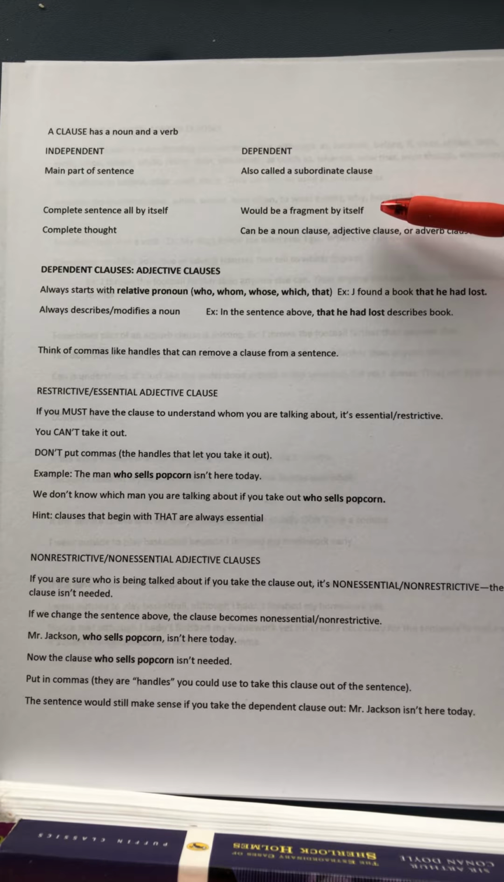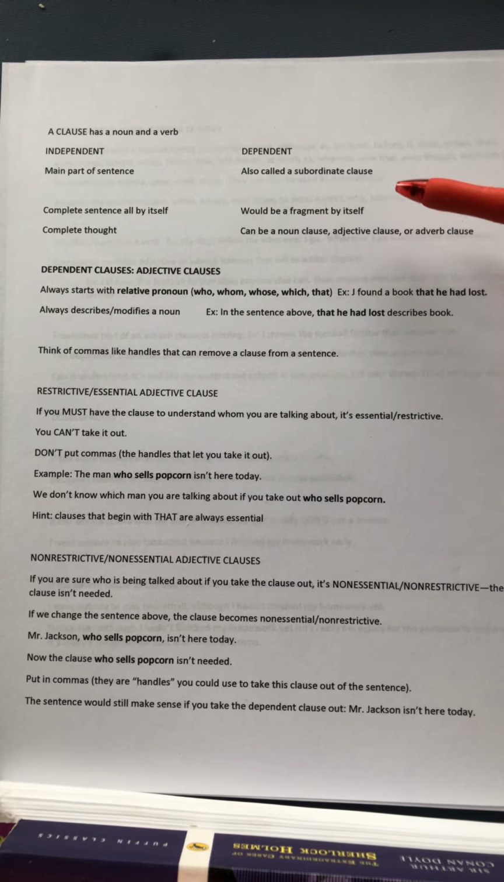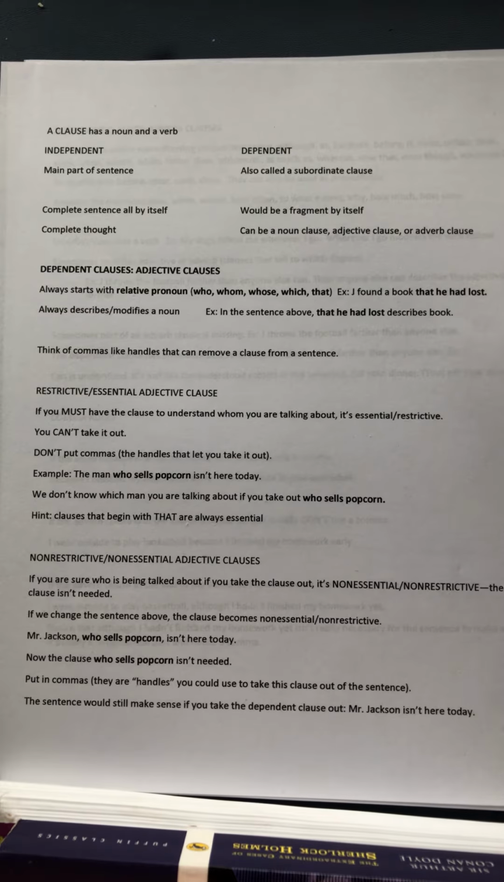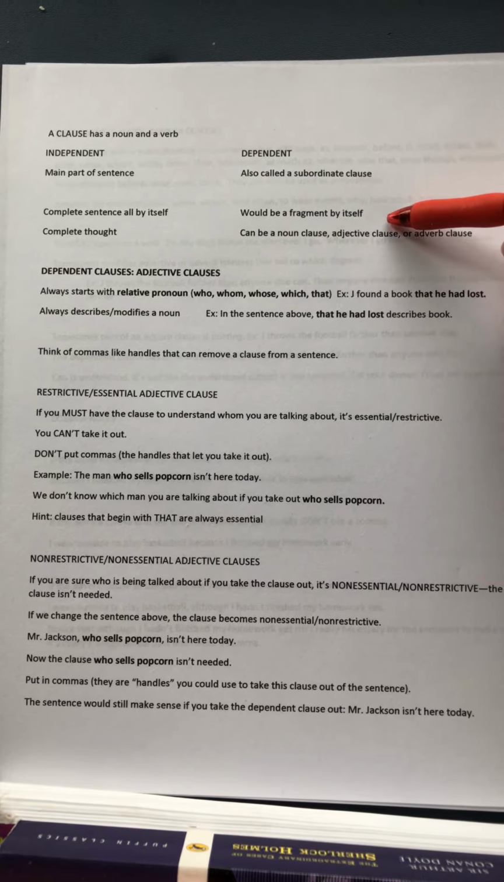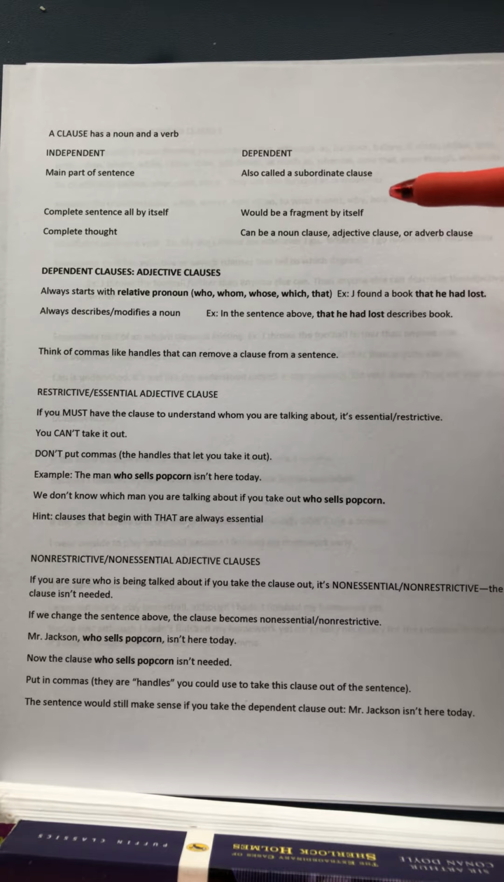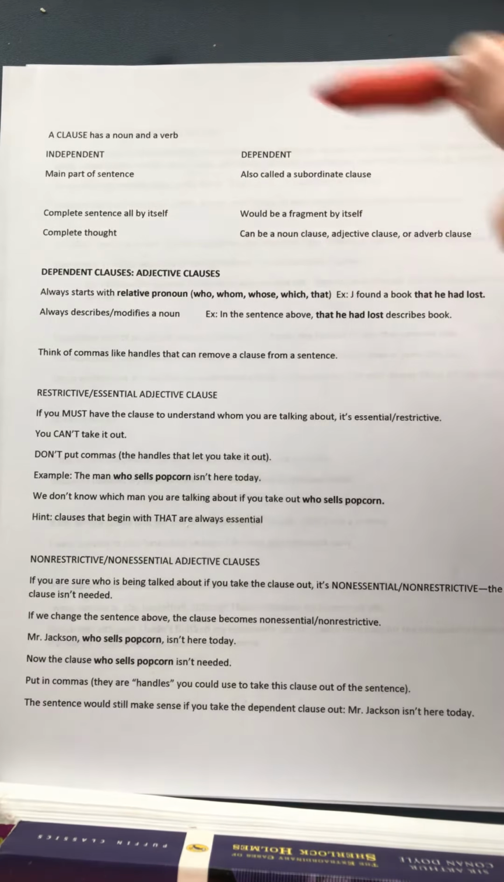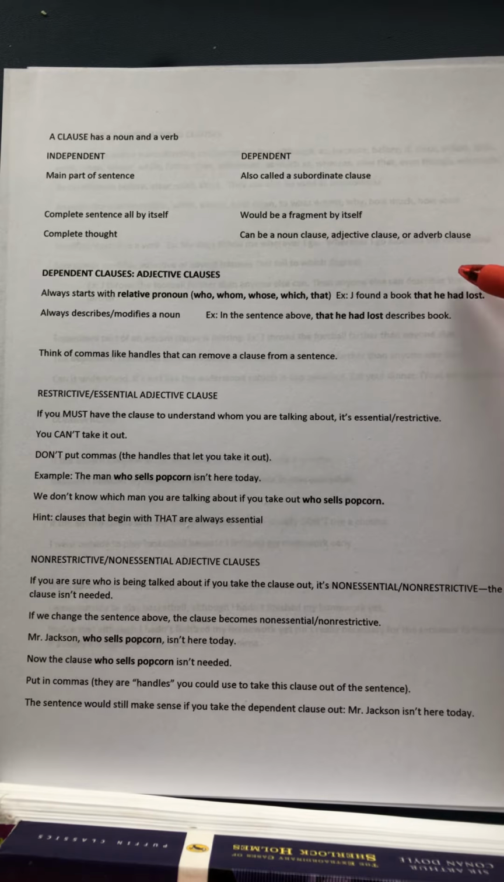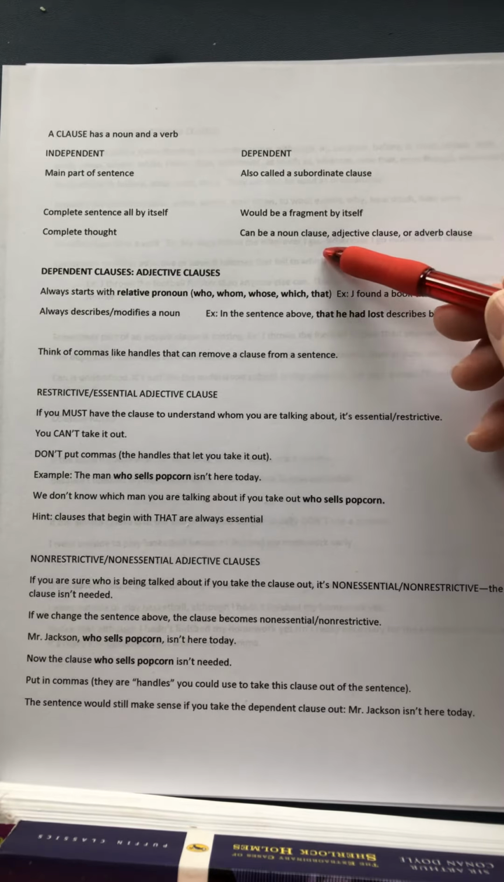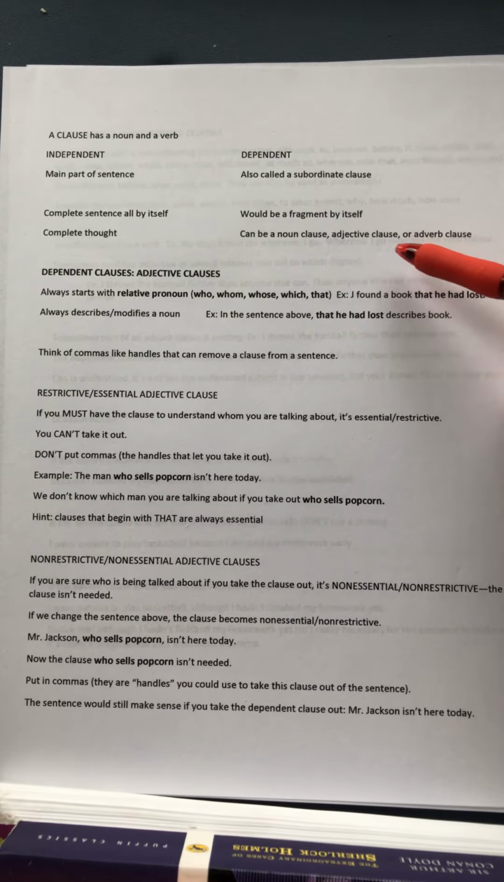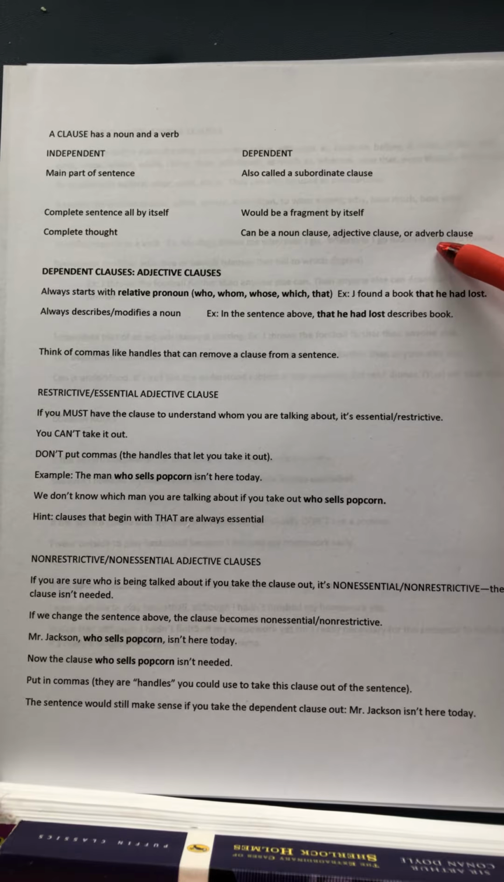Now, if you put a dependent clause down as a sentence, that wouldn't be a sentence. It would be a sentence fragment. It's going to have an independent clause with it. It cannot stand by itself. It depends on the independent clause. Now, a dependent clause, there are several different types. It could be a noun clause, an adjective clause, or an adverb clause.